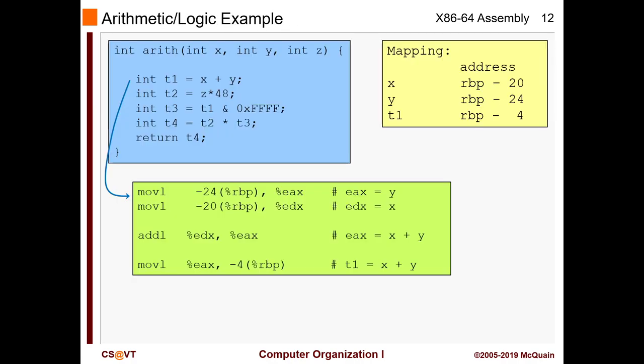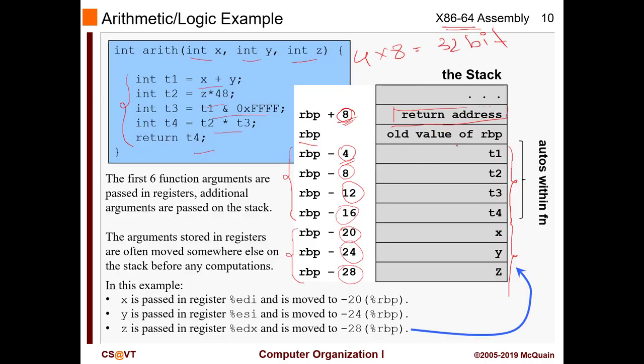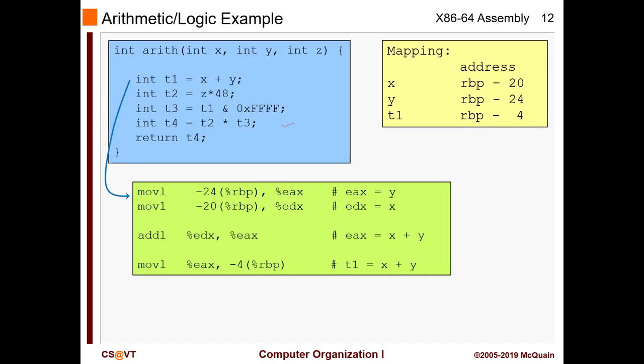Okay, so let's see what happens to the code one by one. If you remember the previous one, this is what it looks like, right? RBP minus 4 is going to be the location for T1, T2 is going to get RBP minus 8, T3 is going to get RBP minus 12, T4 is going to get RBP minus 16, X is going to get RBP minus 20, Y is going to be RBP minus 24, and Z is going to be RBP minus 28. So you don't have to memorize it. We'll be showing that in the slides anyway.